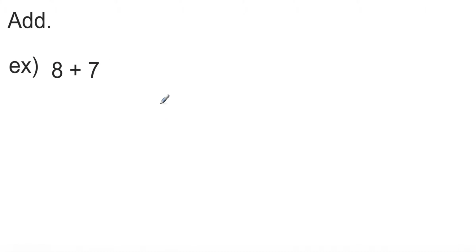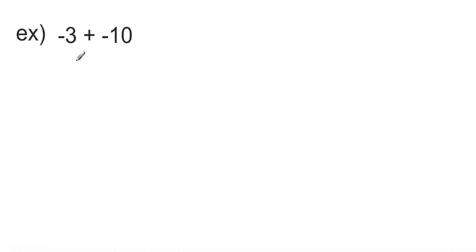We're just adding right now. These have the same sign. It's just 8 plus 7, add, and you get 15. They're both positive, so your answer is positive. All right, something a little bit more interesting. Here we have -3 plus -10. The signs are the same, so we add them. 3 and 10 is 13. We keep the sign, so it's -13.